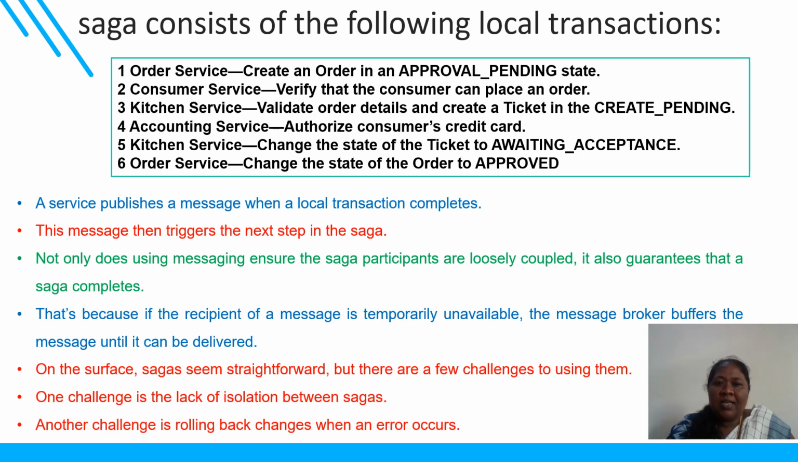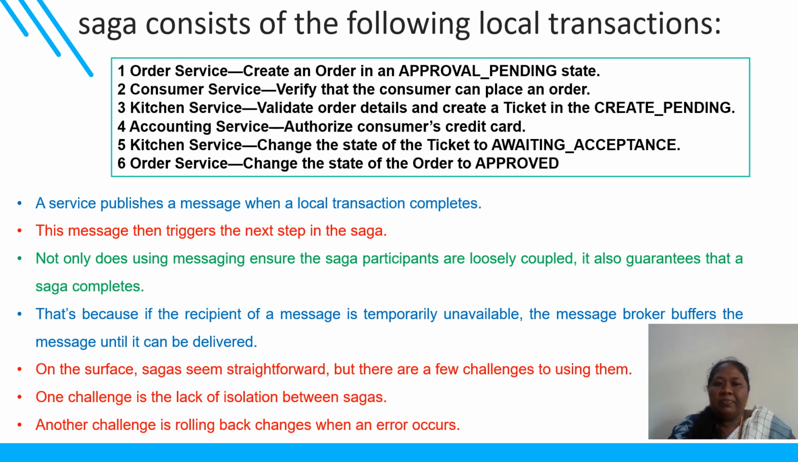And for example, here there is an application which is given. The Saga consists of the following local transactions. Consider there are different services, 5 services: order service, consumer service, kitchen service. Each service is supposed to have a certain purpose. For example, the order service is supposed to create an order, and it should give an approval pending state as well, because sometimes it is waiting for other services. The consumer service verifies whether the consumer can place an order, whether he is a valid customer or not. The kitchen service validates the order. Each service depends upon the previous services. Once one service is completed, the next service's events are going to start.